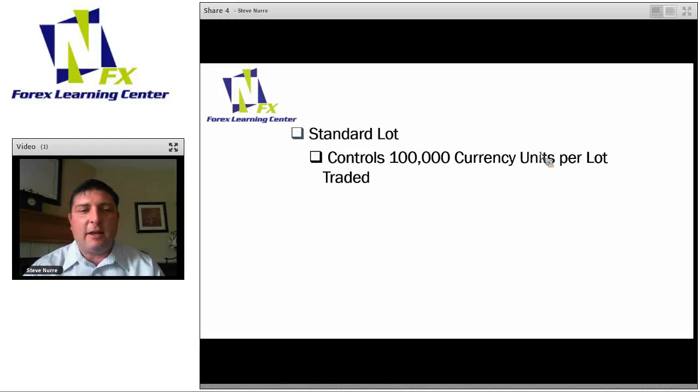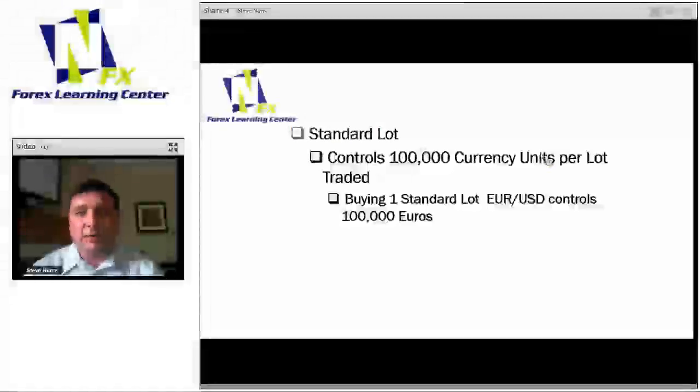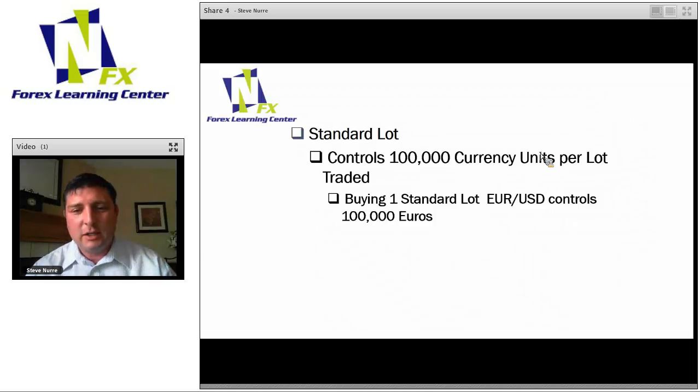So a standard lot controls 100,000 currency units per lot traded. So if you buy one standard lot of the Euro US dollar, just like in our first example from our first tutorial, you are exchanging enough dollars into one to control 100,000 euros. So that would be a standard lot. If you remember from our first tutorial, we bought two standard lots essentially of the Euro US dollar on the Lamborghini transaction. That was 200,000 euros. Obviously, when you're doing a standard lot trade, the amount that you're making as the exchange rates move up and down is substantial.